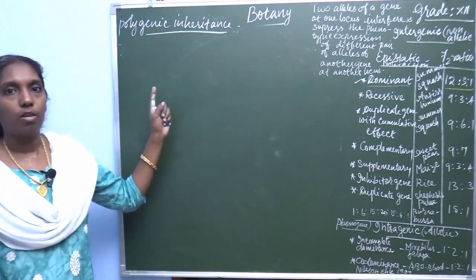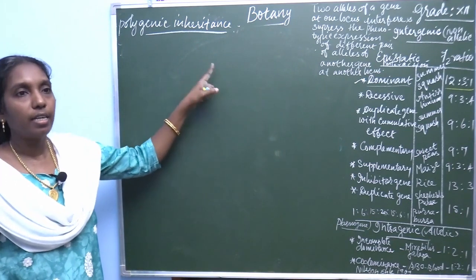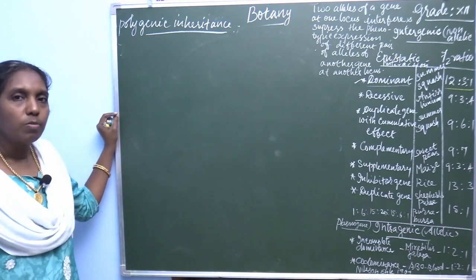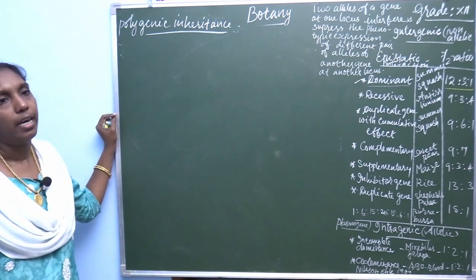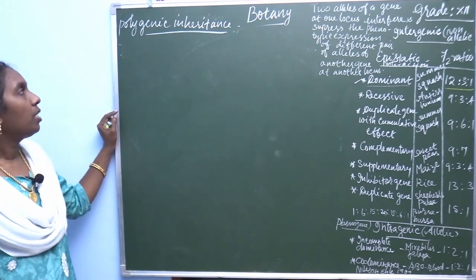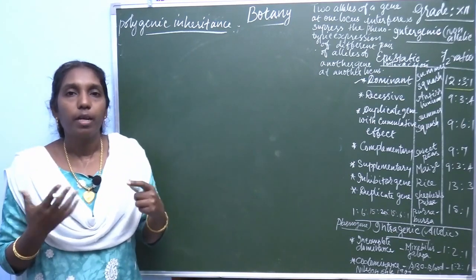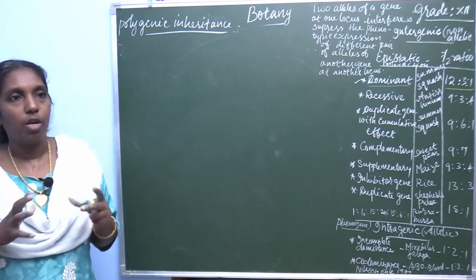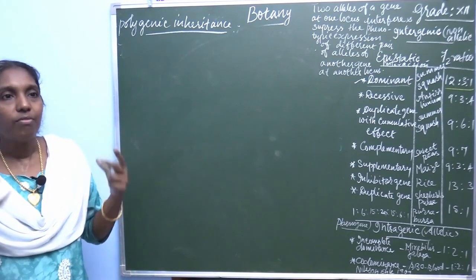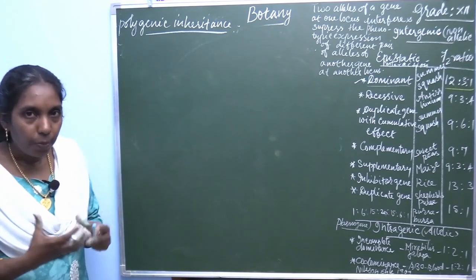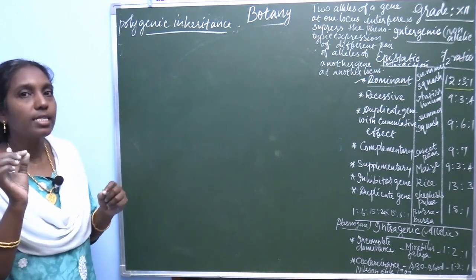The second question today you are going to learn is polygenic inheritance. What is meant by polygenic inheritance? Here, poly, what's the meaning of poly? Poly means many or several. So here several genes combine to affect a single trait.